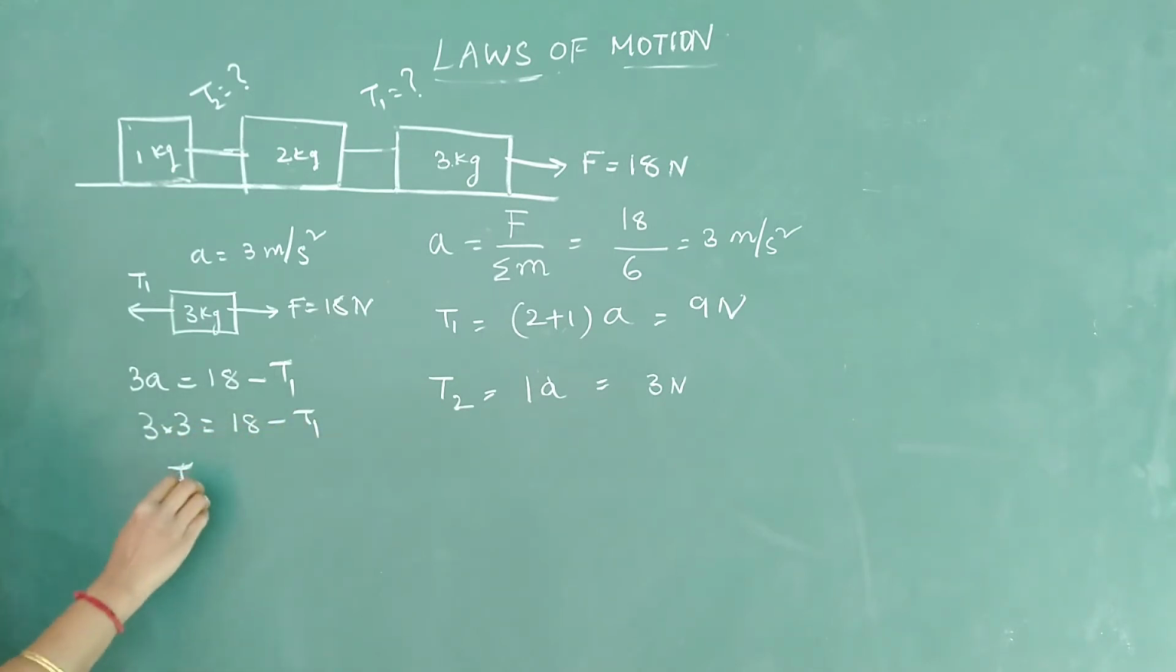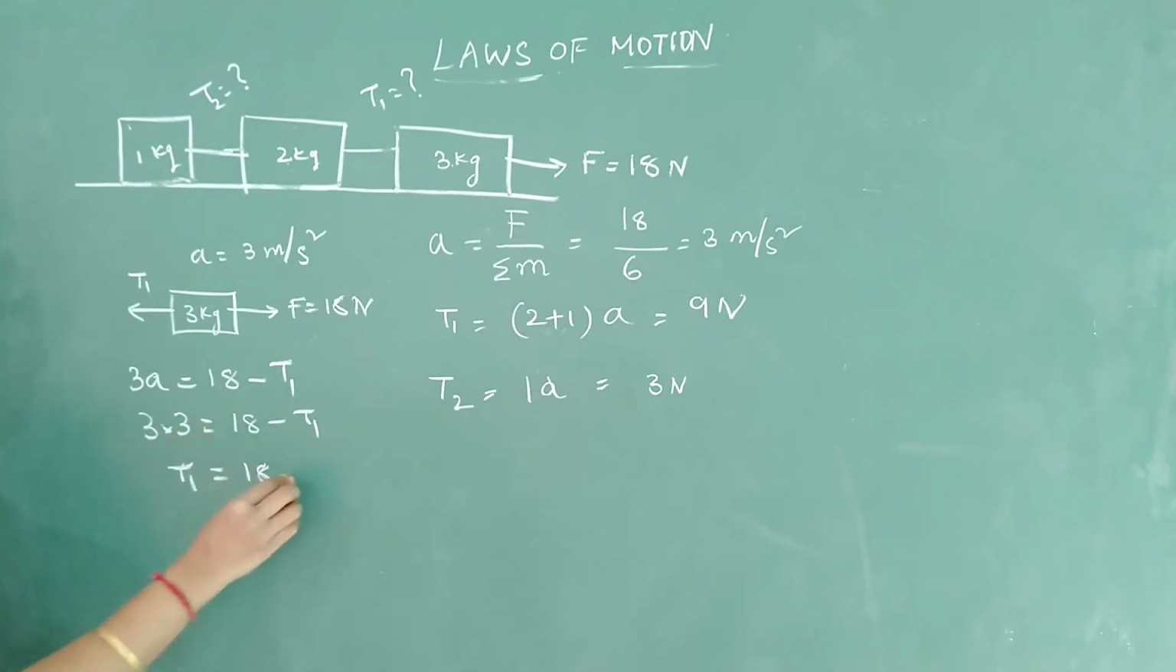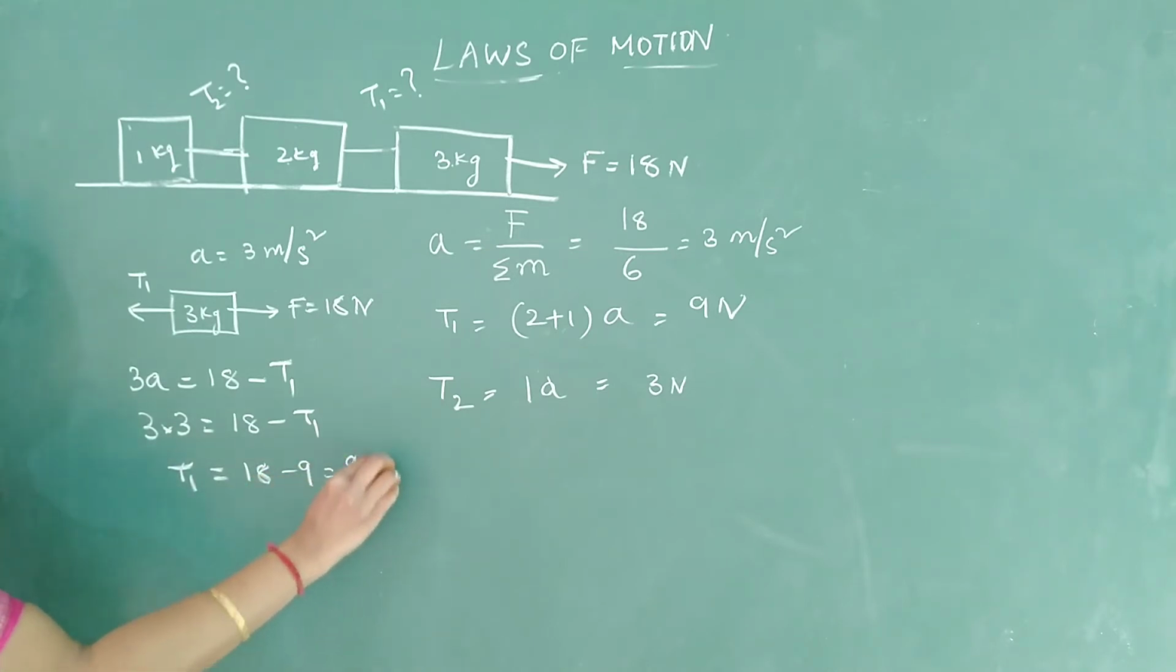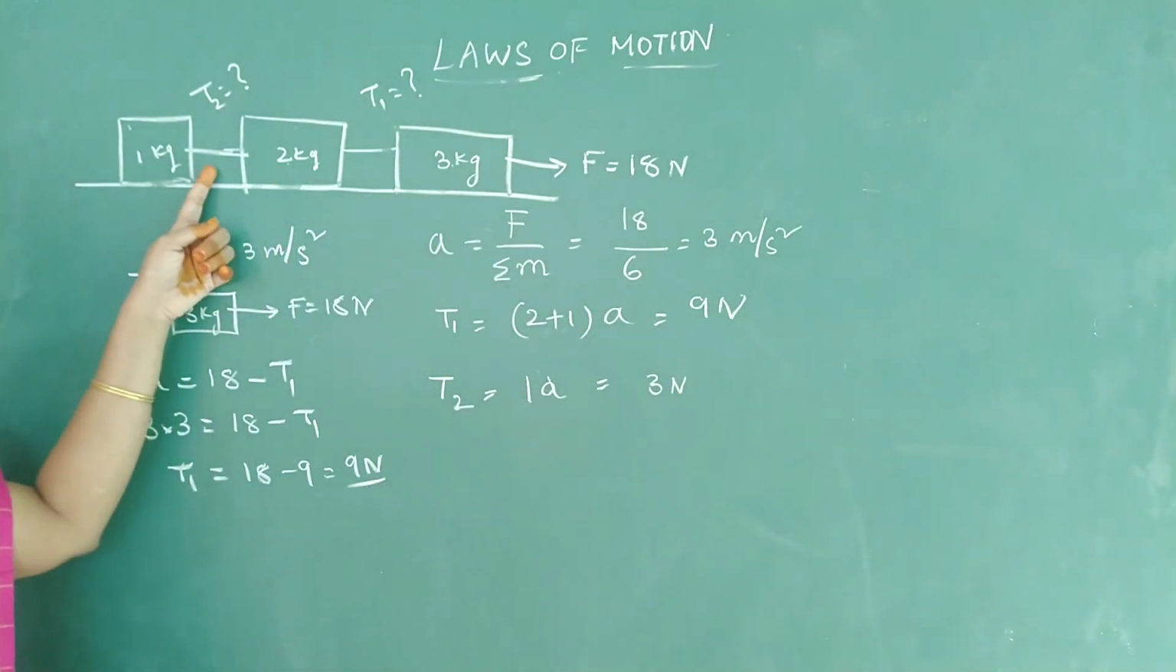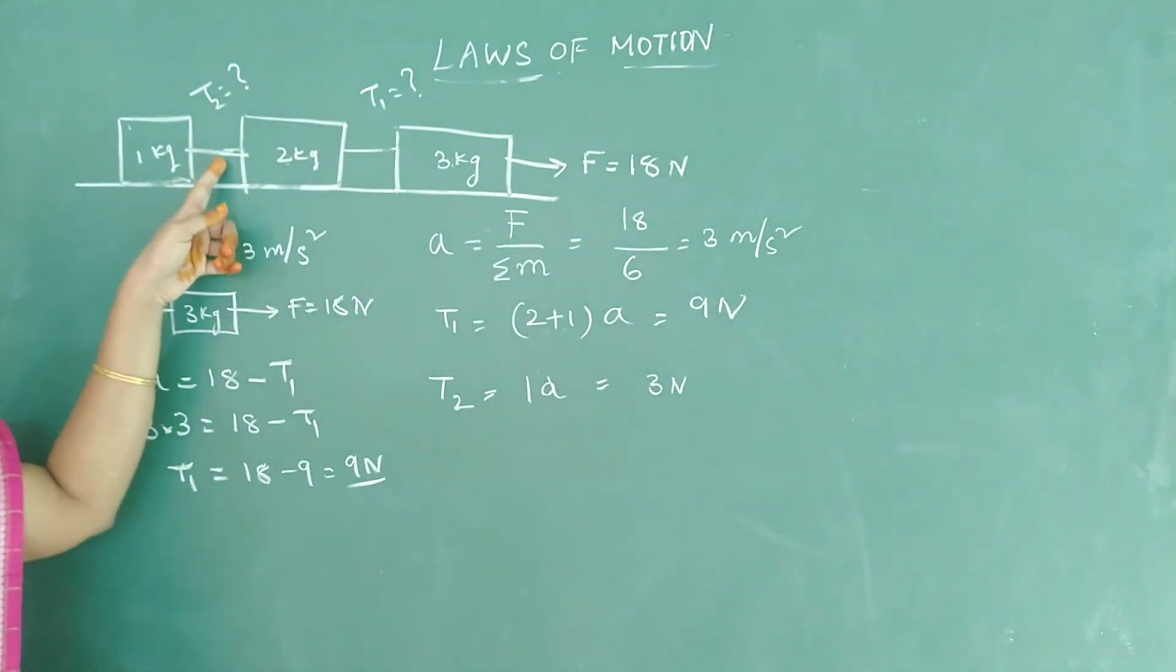18 minus T1. So what is T1 equal to? 18 minus 9. Got the answer, 9 Newton? Okay, the same answer we are going to get. Come to this block now, the 2 kg block.